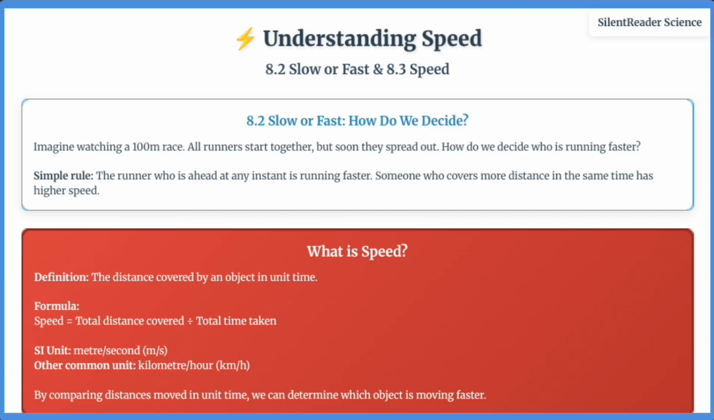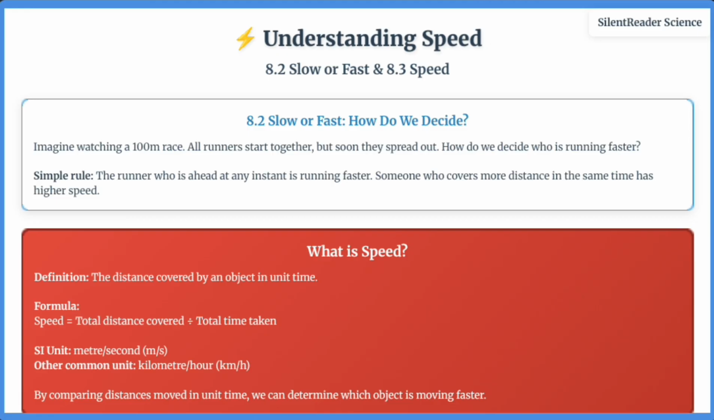Now let's explore the concept of speed. Imagine watching a 100 meters race. All runners start together, but soon they spread out. How do we decide who is running faster? The simple rule is, the runner who is ahead at any instant is running faster. Someone who covers more distance in the same time has higher speed.